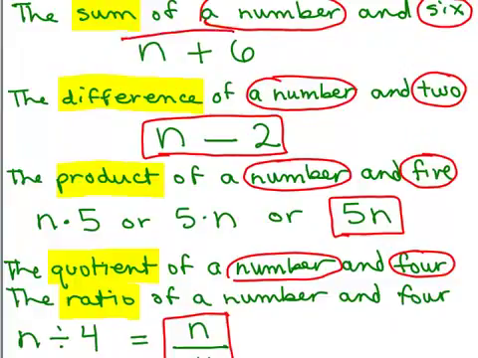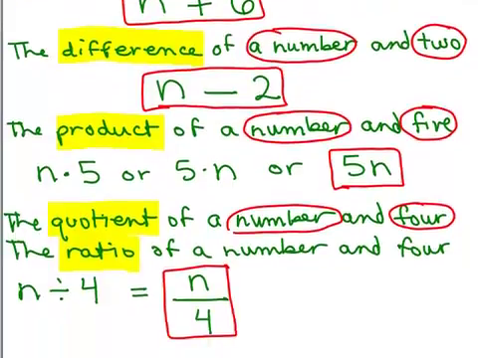So we've got the sum of a number and 6 is n plus 6. The difference of a number and 2 is n minus 2. The product of a number and 5 is 5n. It looks funny to put n5. We always put the coefficient, the number part, in front of the variable. And the last is the quotient or the ratio of a number and 4. The way we write that is n over 4. So whatever comes first you put in the numerator, and what comes second, the 4, that's what goes in the denominator.